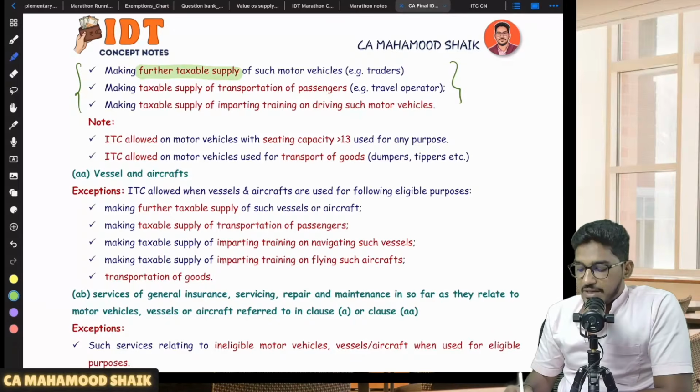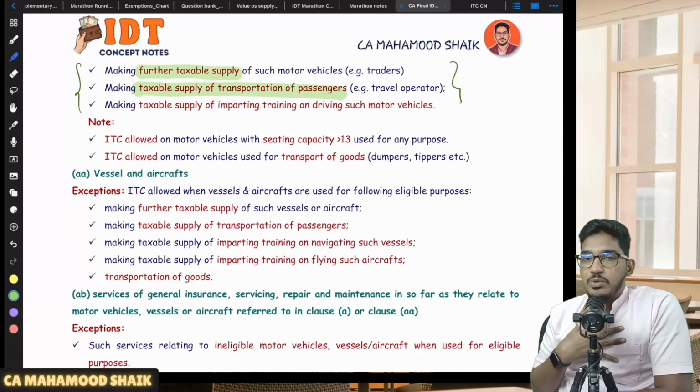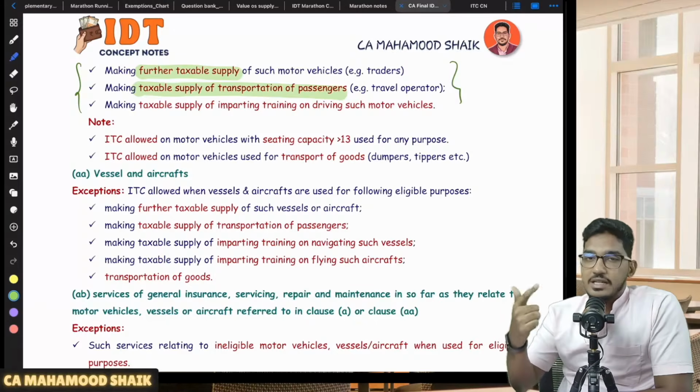Number 2, if I am making a taxable supply of transportation of passengers, if I am buying a car and using that car, I am providing cab services. So I am making a taxable supply of transportation of passengers, I can claim ITC.